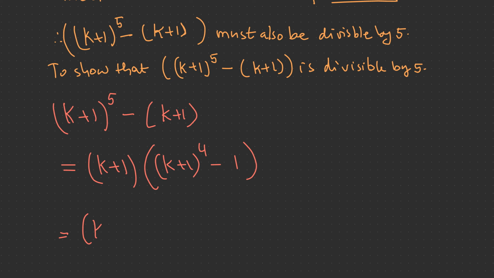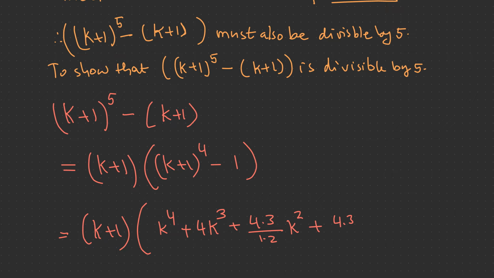That is equal to k plus 1. Then that would be k to the power 4 plus 4k cubed plus 4 times 3, that's 4C2, so that's 4 times 3 divided by 1 times 2 times k square plus 4 times 3 times 2 plus 1. Then I write the minus 1, that's this one.